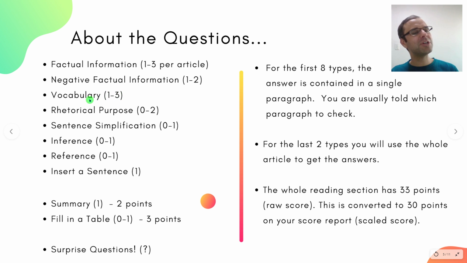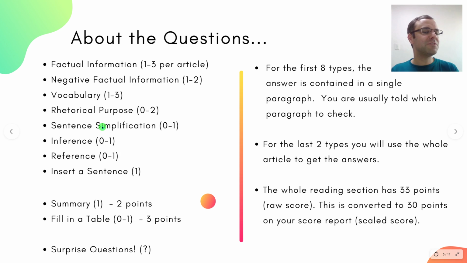In the vocabulary type, you're given a word from the article, and you have to pick another word from the choices which means the same thing. A less common type is the rhetorical purpose type. This is a question where the question mentions some detail or word from the article, and you have to say why the author mentioned that detail in the article.